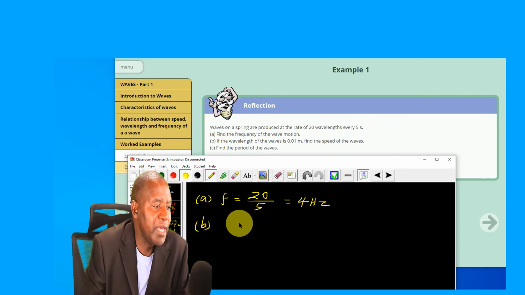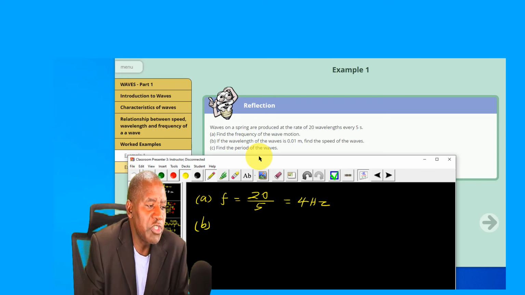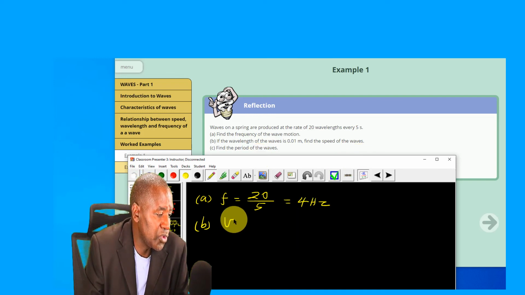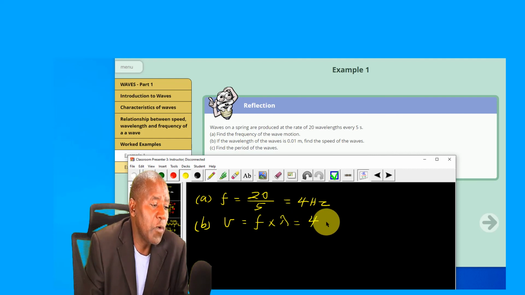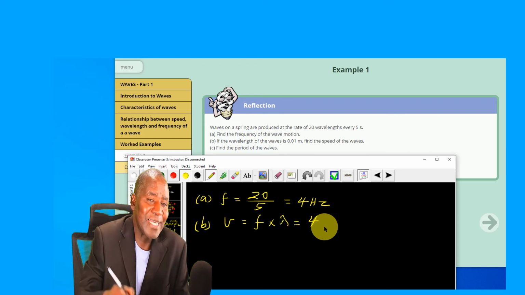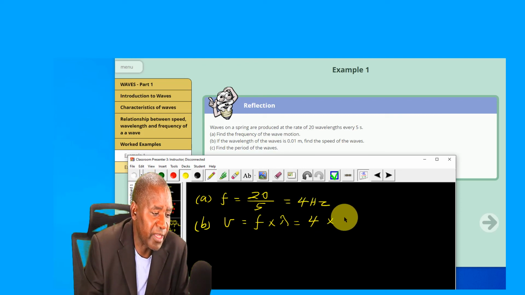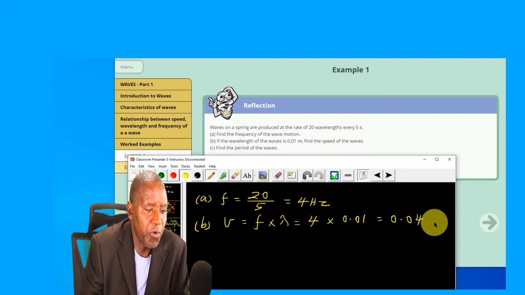B. In part B, if the wavelength of the waves is 0.01 meters, find the speed of the waves. So speed is going to be equal to frequency, which we have worked out, times the wavelength. The frequency is 4 Hz, or 4 per second, times the wavelength, which is 0.01 meters, and I get 0.04 meters per second. Very easy.